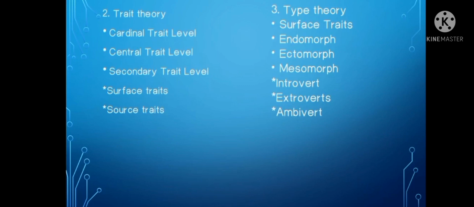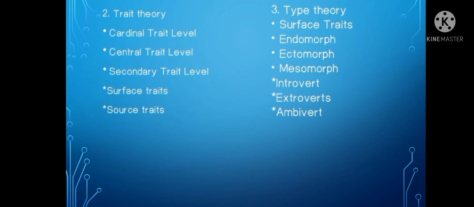The second theory is the trait theory, described as a relatively stable set of characteristics or a summary of a person's behavior in the world. The parts are the cardinal trait level, a dominant trait of an individual, making him known for this personality. Second is the central trait level, the basic foundation of one's personality. And the last one is the secondary trait level. It has two categories: surface traits, such as wise or foolish, reasonable or unreasonable. The second is the source trait, cheerful to depressed and joyful to miserable.